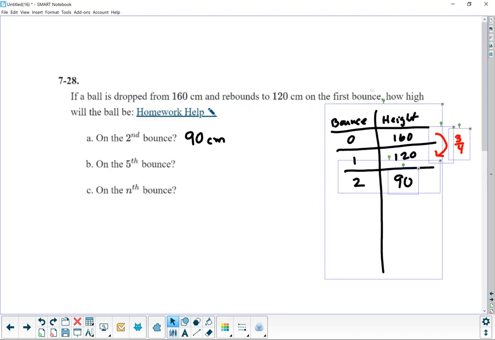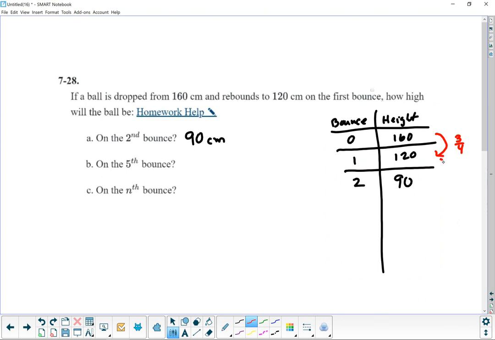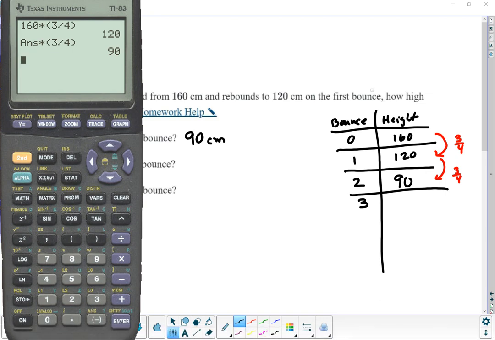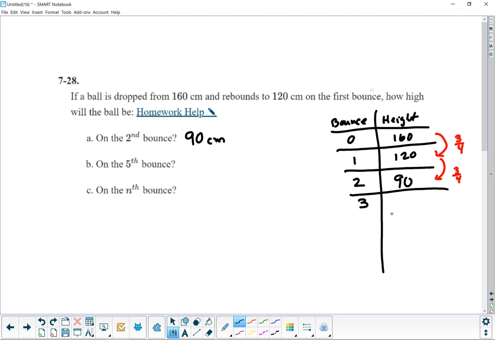Okay. And so we multiply by 3/4 again. To get the next one, the third bounce, I have to go 90 times 3/4. And I've already done that twice, so I could just hit enter. So this is the second bounce right here. This is 90. Third bounce is right there. Fourth bounce is right there. Fifth bounce is 37.96875.